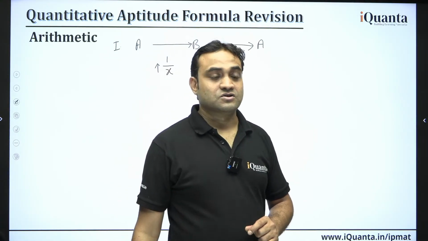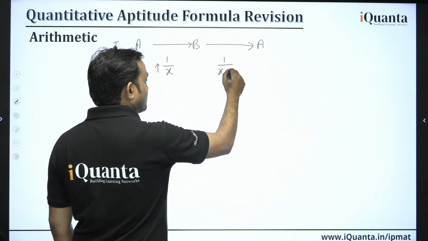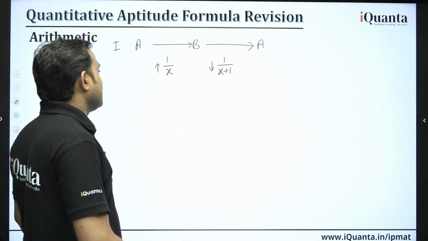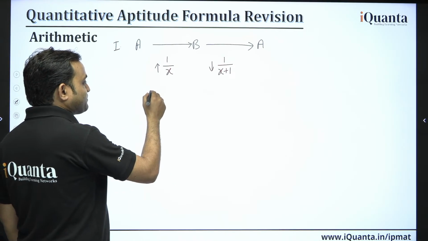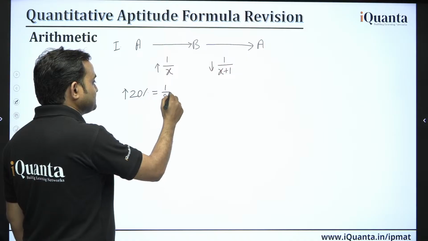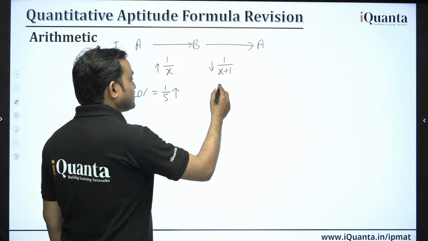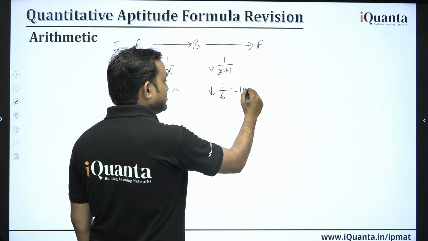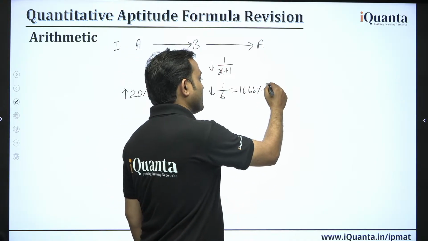All right. So what we can say, it should be decreased by 1 upon x plus 1. Okay, 1 upon x plus 1. And for example, let's take one example. Let's say a value is increased by 20%, which is equal to 1 by 5. A value is increased by 1 by 5. With what value should it be decreased so that we get the original value, which is 1 by 6. So this will become 16.66%. The value should be decreased by 16.66%.